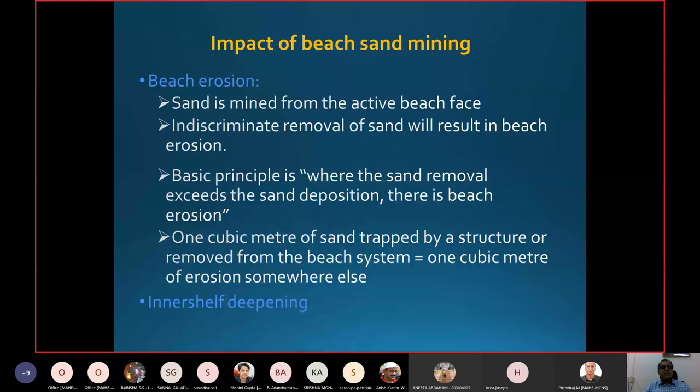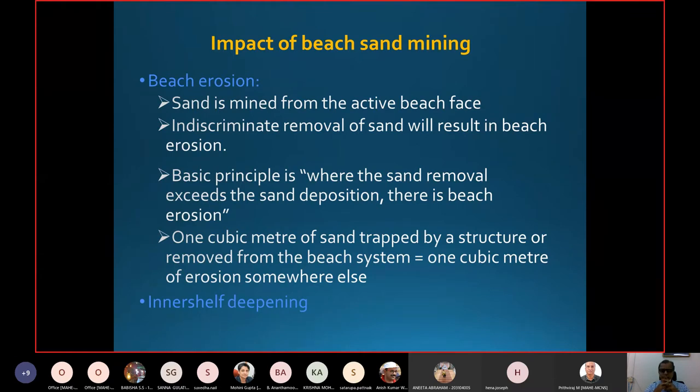I think in India, coastal erosion is a very serious problem along the coast, because, as you know, the density of population is very high. Particularly in the area which I told you, there are even up to 4,000 people per square kilometer. I think one of the densest coastal populations lives in this Kollam coast area. One of the basic principles is: where the sand removal exceeds the sand deposition, what will happen? It is a negative impact. It causes erosion. You take excess sand, which is coming from the offshore area, so you are causing it.